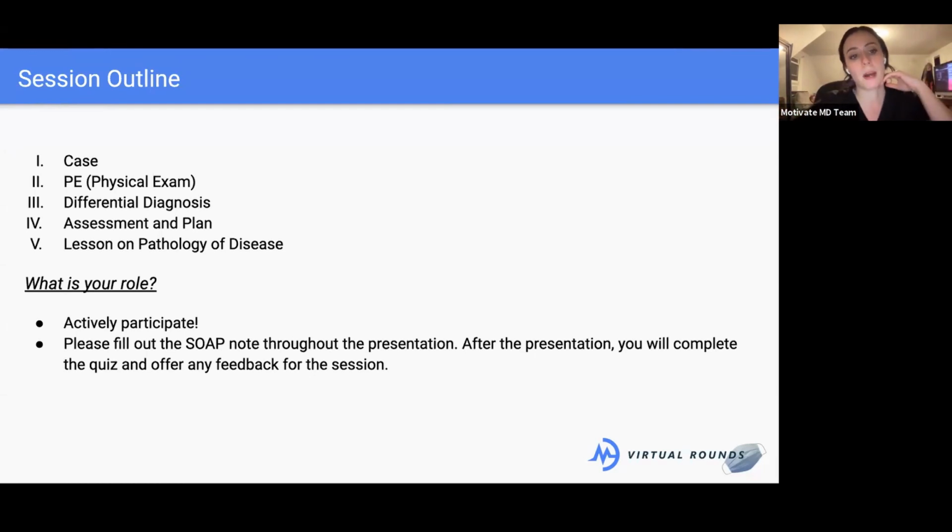This is when we say, okay, these are the findings. Let's figure out the actual diagnoses they have. And then what's the plan? What are we going to order for them? What are we going to do? What's their course? And then finally, there's a short lesson on the pathology of COPD. So I'll explain a little bit of physiology.